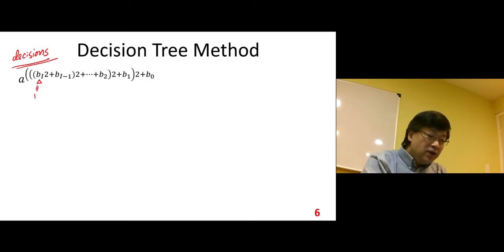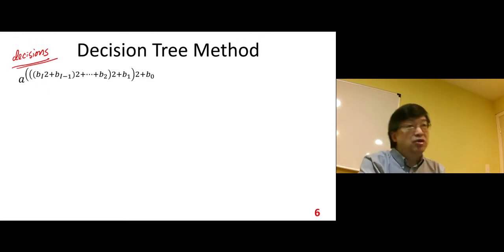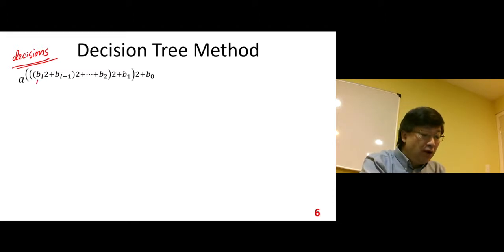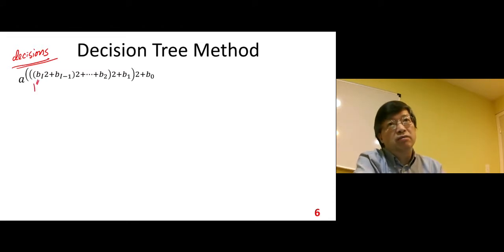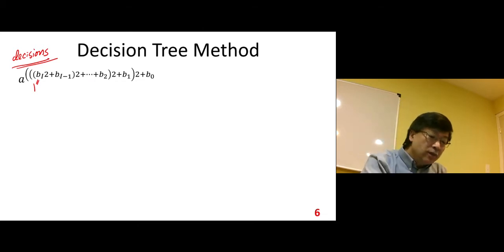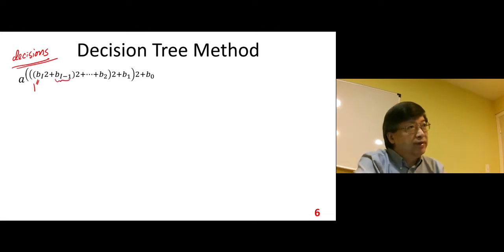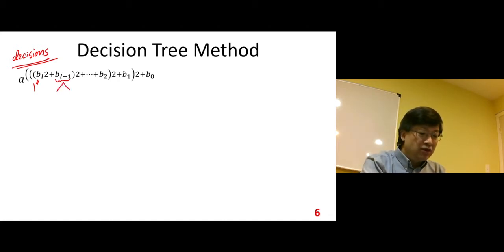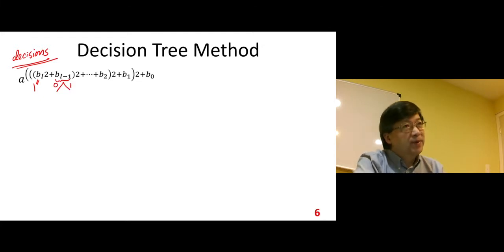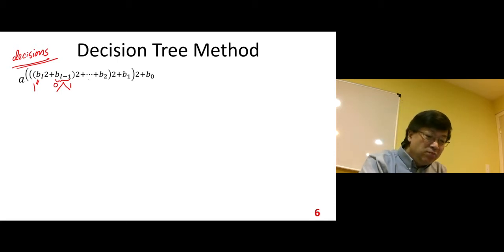So if it is 1, we do not need to make any decision, because it is already 1. What decision do we need to make? We don't need to make any decision. But next, bi minus 1. This could be 0 or 1. This one we need to make a decision on. There are 2 possible decisions, 0 and 1. So that's the meaning of decision. 0 or 1, two different decisions. So each bit has two different decisions.